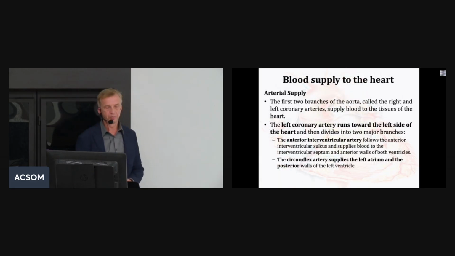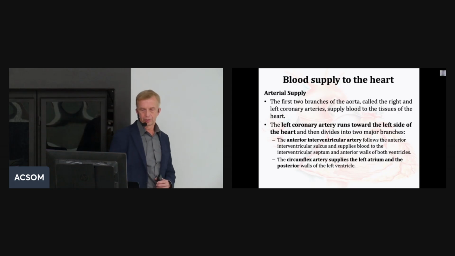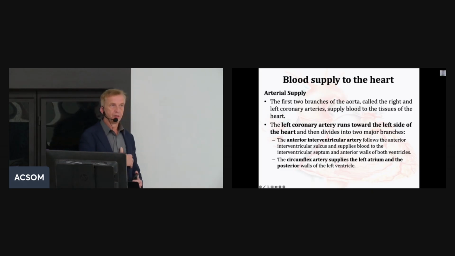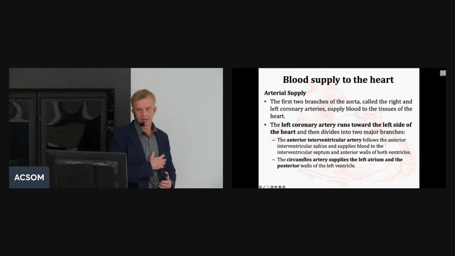Now let's talk about the blood supply to the heart. There are two main arteries, the right and left coronary artery. The left coronary artery divides into the left anterior interventricular artery, also called the left anterior descending artery, and it follows in the interventricular sulcus and supplies blood to the front portion of the heart, and a little bit to the apex, a little bit to the side, and to the septum.